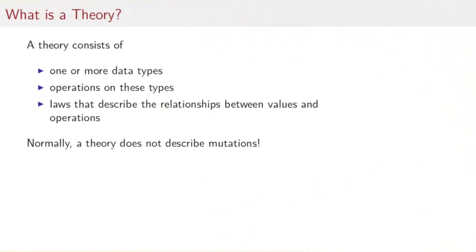So what is a theory? In mathematics, a theory consists of one or more data types, operations on these types, and laws that describe the relationships between the values and the operations. What's important is that a theory in mathematics does not describe mutations. A mutation means that I change something while keeping the identity of the thing the same.